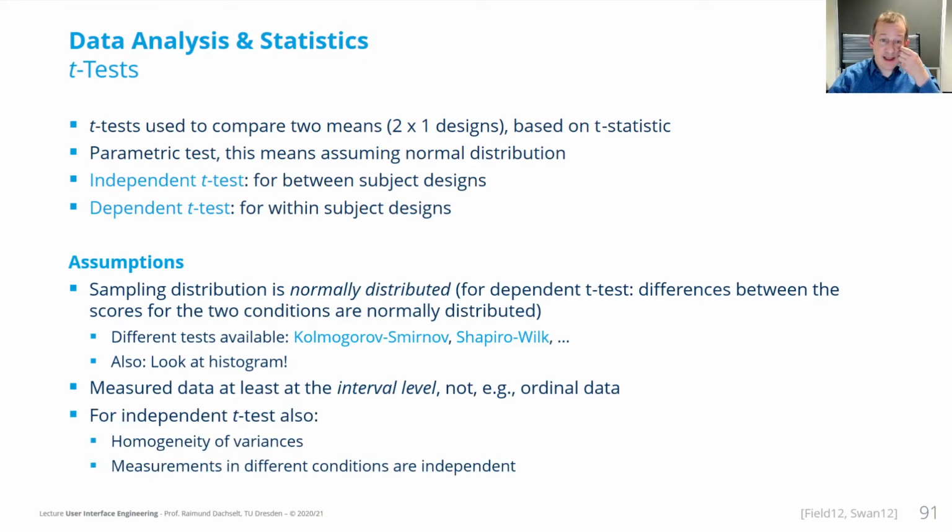And for the independent t-tests, you should also assume a homogeneity of variances, and that the measurements in different conditions are independent. That's, of course, very clear, and this should be the case. If you have a between subject design and you split the group of people to participate in the two conditions, then of course they should be independent.